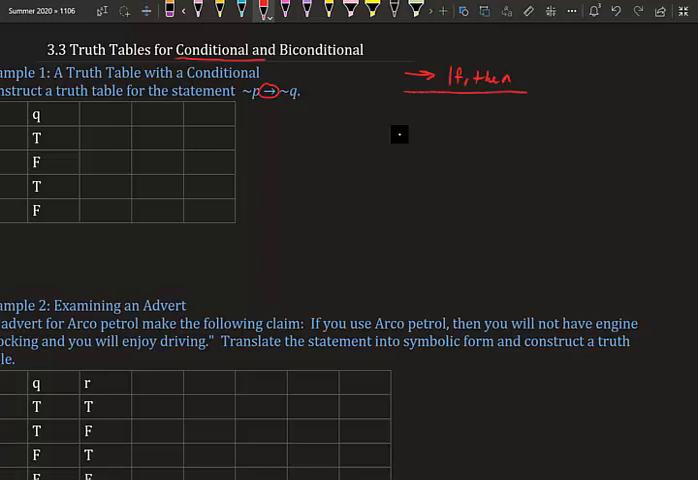So the rules for if-then are: true, true equals true. False, true equals true. False, false equals true. And true, false equals false. So if you were to remember one of these, it would be this one. Everything else is true. So you should remember what makes it false: only true, false.